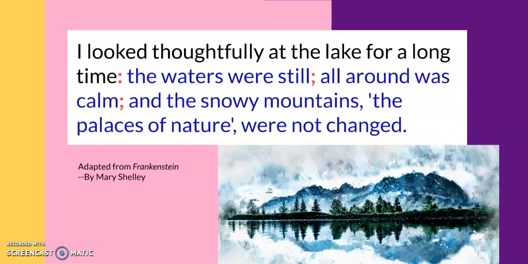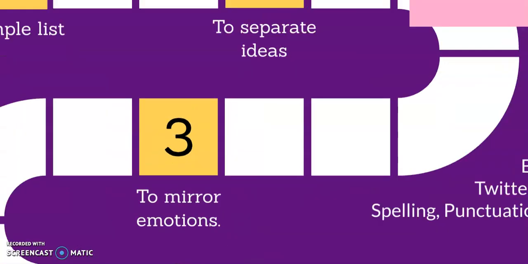The pace slows down after the colon when Frankenstein lists what he sees, and the punctuation draws attention to the beauty of the landscape and the effect that this has on his emotions. When he describes the calm water and the beautiful mountains, we see that the landscape has the power to calm his tormented mind, even if it's just for a short time.